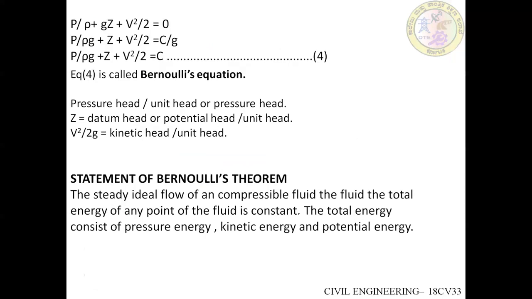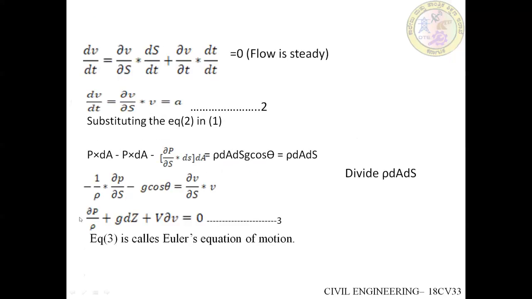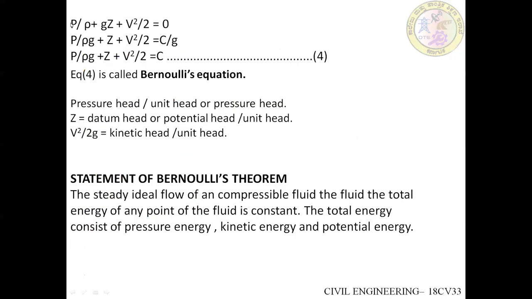If you integrate the Euler's equation of motion, we will arrive at the equation P by rho plus G into Z plus V square by 2 equal to 0. Divide this equation throughout by G, we will get this equation. Okay. So, the equation reduces to P by rho G plus Z plus V square by 2G equal to C. This equation is called Bernoulli's equation.